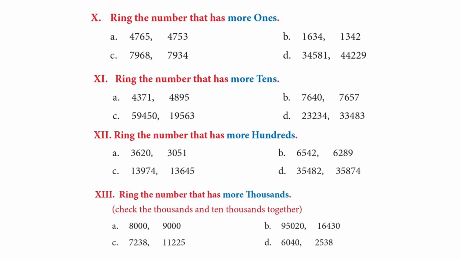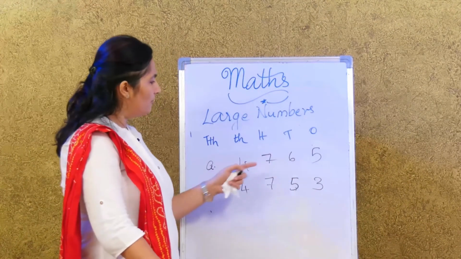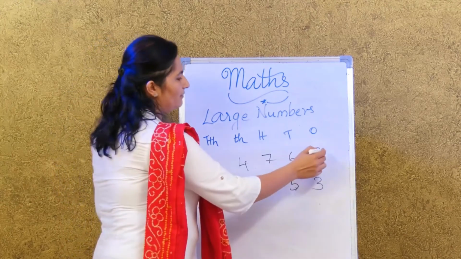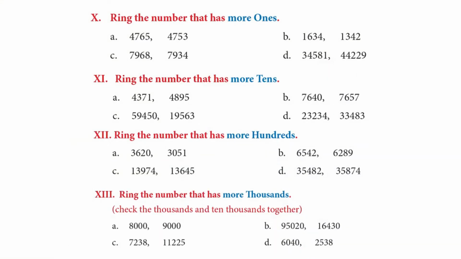Next one is ring the number that has more ones. So, we have A, B, C and D. So, 4765 and 4753. So, we are supposed to see which has, we will put it in the place value itself, 4765 and 4753. So, the question is ring the number which has more ones. So, let us look at the ones. This has 5 and this is 3. So, 5 is greater. So, we will ring it like this.